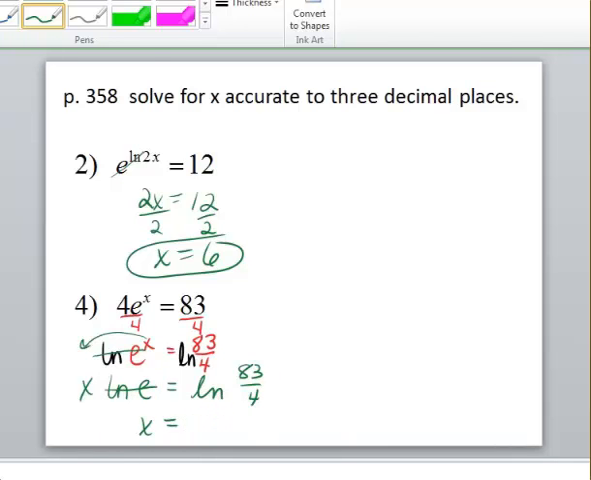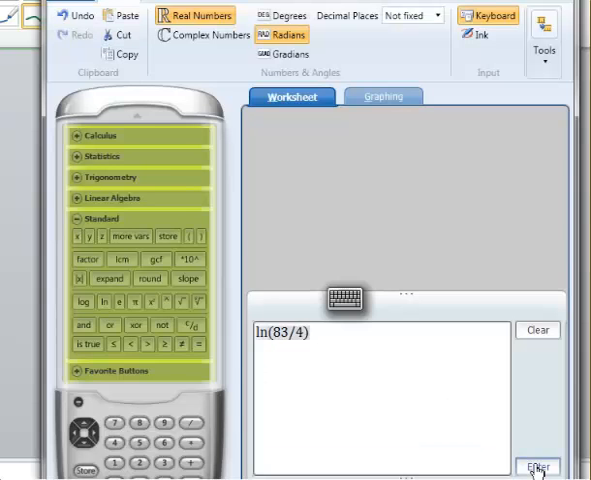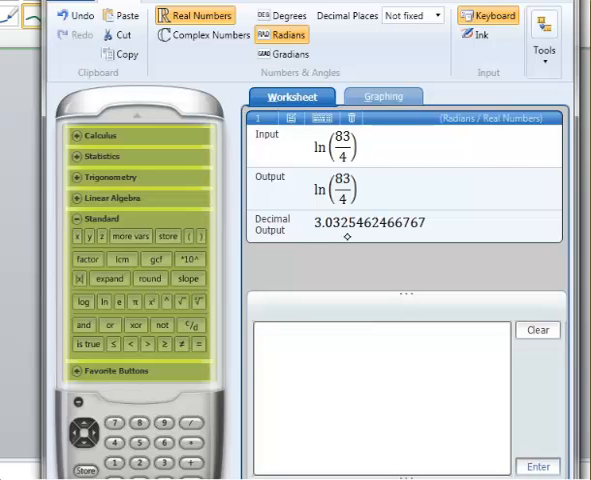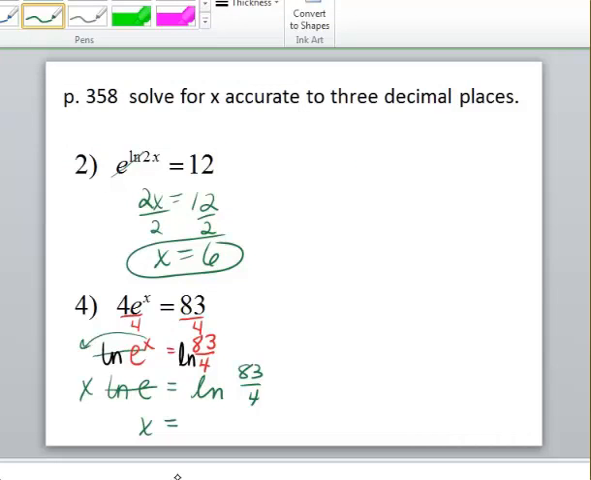And you get x is equal to, I've already typed that in the calculator, let's hit enter. We're supposed to round it to 3 decimal places, so 3.033. So we'll go back here and we'll write our answer as 3.033. Let's do one more of those.